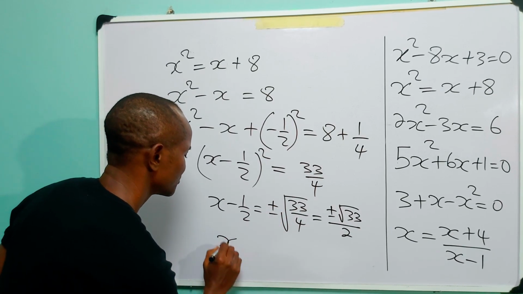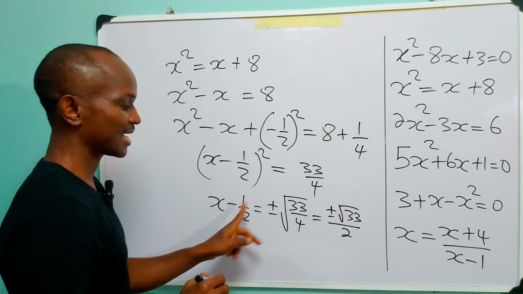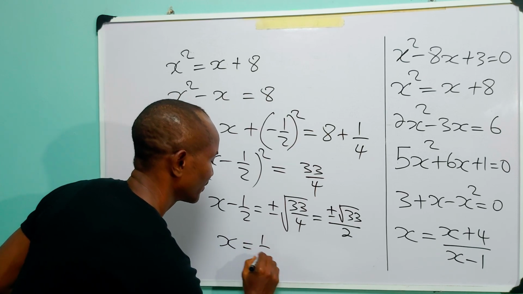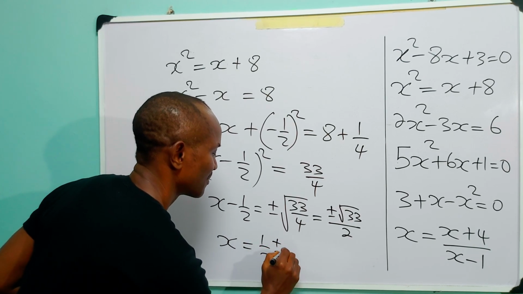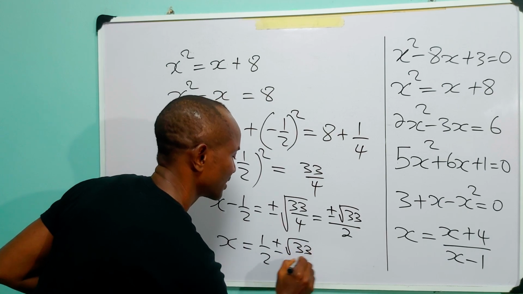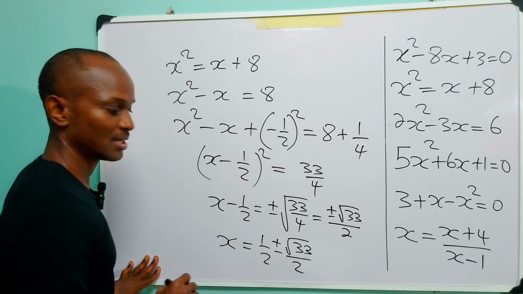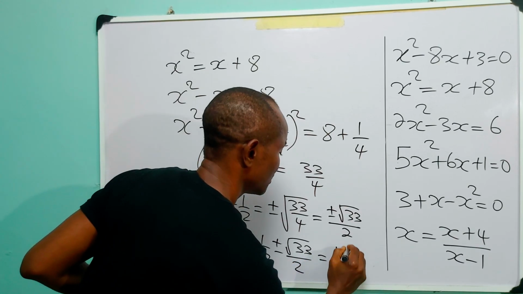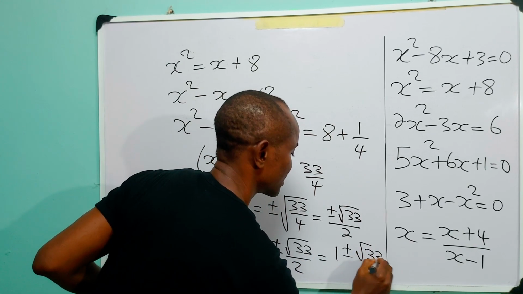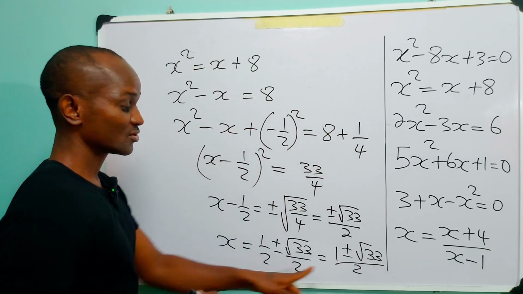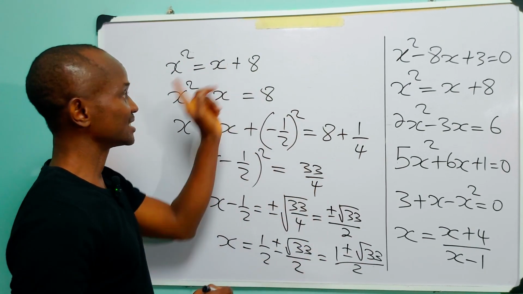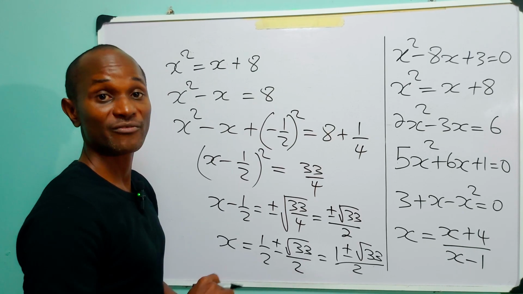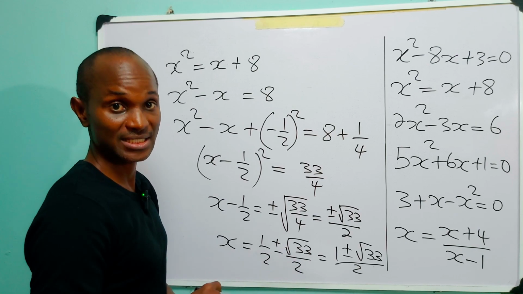So the next thing we do is to add half to both sides of this equation, and we have that x is equal to half plus or minus square root of 33 over 2. And since they have the same denominator, we can express this as 1 plus or minus square root of 33 divided by 2. So these are the two roots of this quadratic equation. Like I said before, you can use a calculator to evaluate this, or you can leave it in this form.